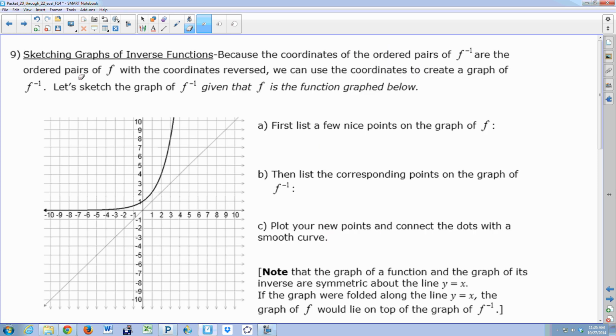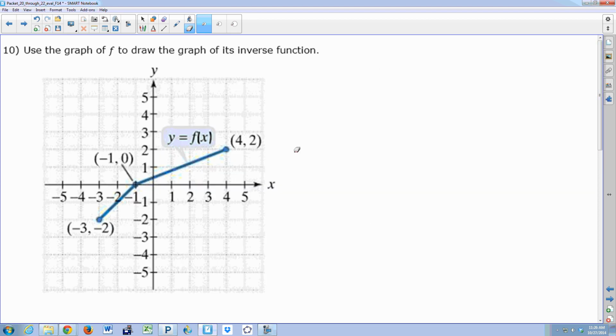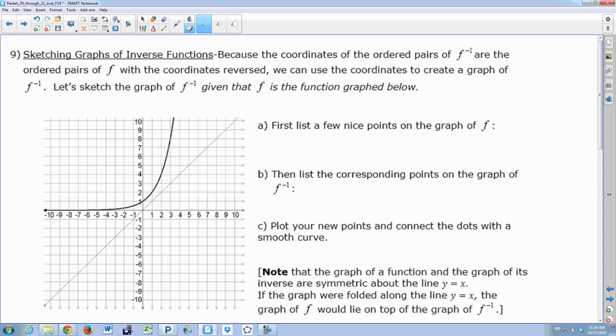Okay, I've got 4 minutes left here, and we've got a lot to do because I want to give you 20 whole good minutes to work. I want to show you how you sketch the graph of an inverse function. If you have the graph of your function f and you want to sketch its inverse, there's a wonderful series of steps you could do.